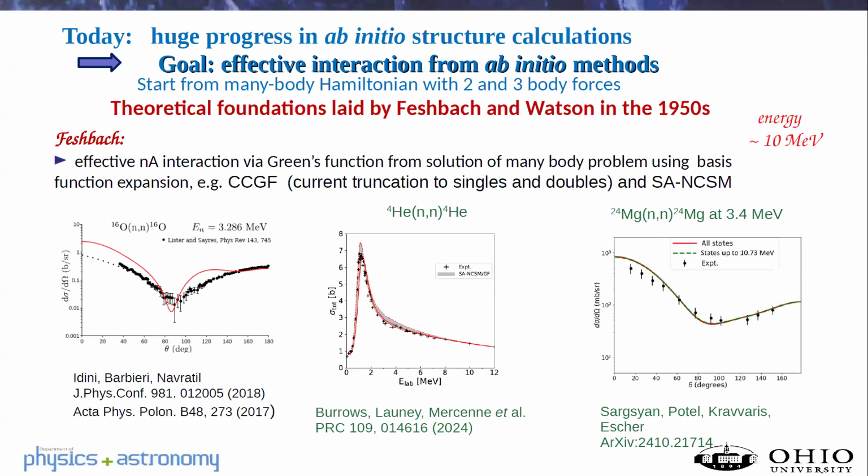The Feshbach approach has the following idea. You create, via Green's functions, a solution of the many-body problem. For example, coupled cluster, this is Idini, or you use some other methods and extend your bound state method into the scattering regime by extending your model space. I put here an older one from 2017. The symmetry-adapted folks have been very active. Burrows, Launey, and Maris did neutron scattering on helium-4. This is the total cross-section as a function of energy.